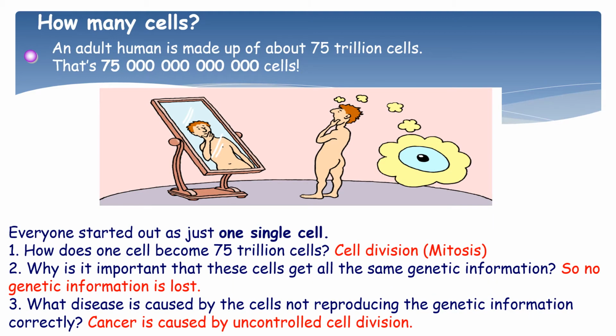The answer to the first question is that one cell becomes 75 trillion cells by cell division, which is also called mitosis. The next answer is that it is important that all cells get the same genetic information so that no genetic information is lost. The last answer is that cancer is caused by uncontrolled cell division. Well done if you managed to get the answers correct. If you didn't, we're away to go talk about this in more detail anyway.